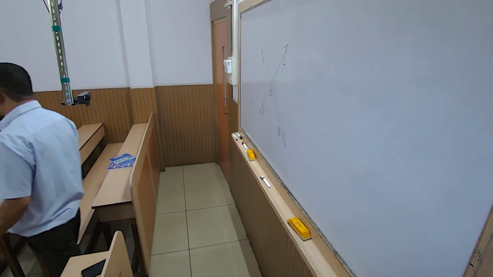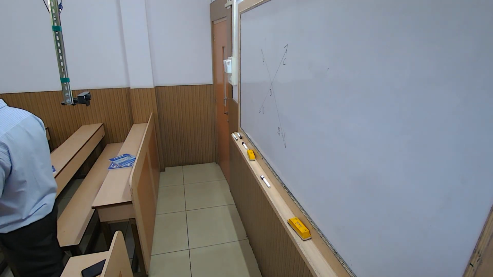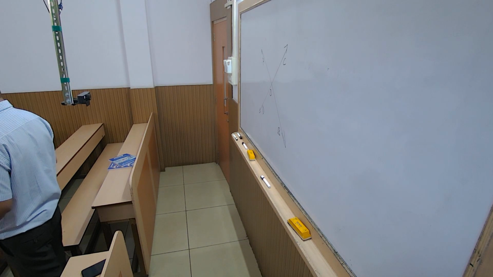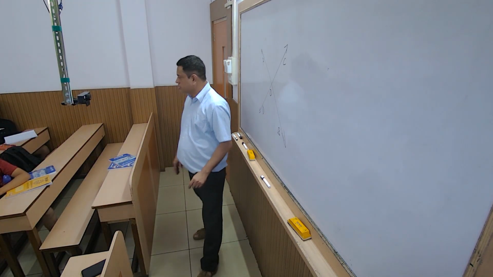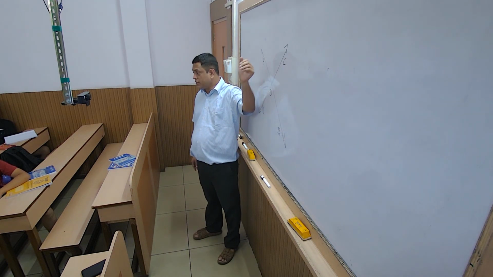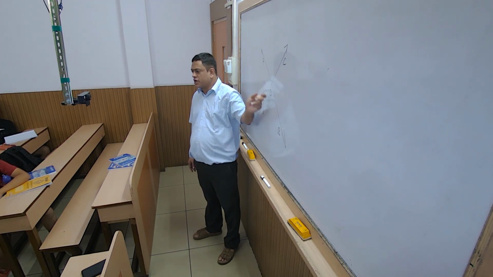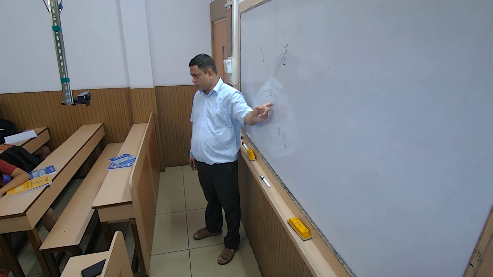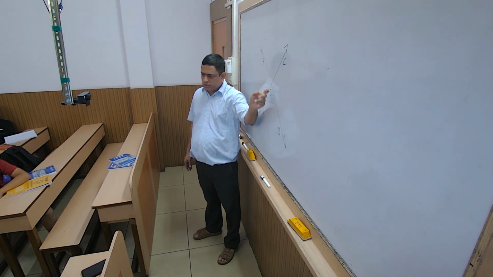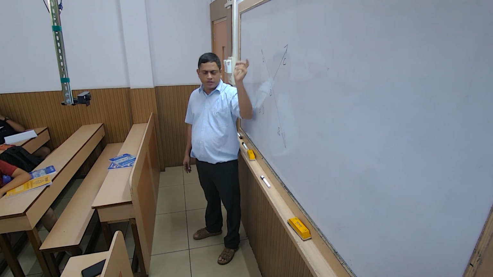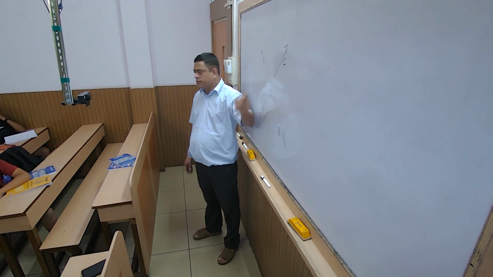You remember the meaning of intersect? Both meet at a common point. Okay. Now when two lines intersect, the opposite angles are called vertically opposite angles. Angle AOC and angle BOD. Another pair, AOD and BOC.